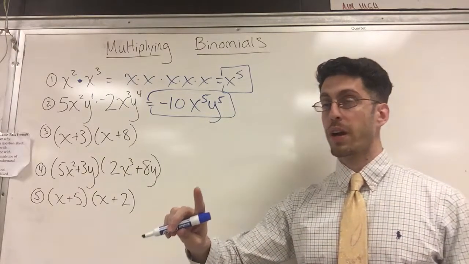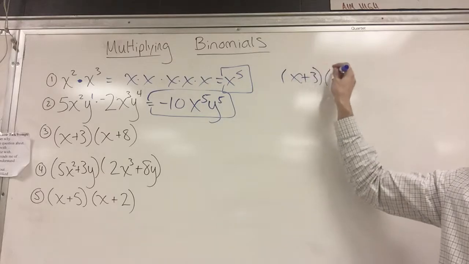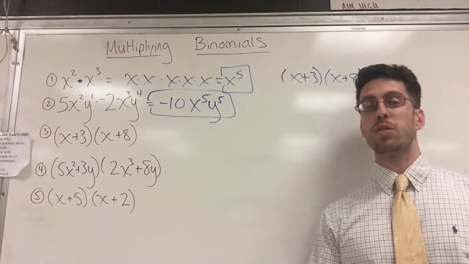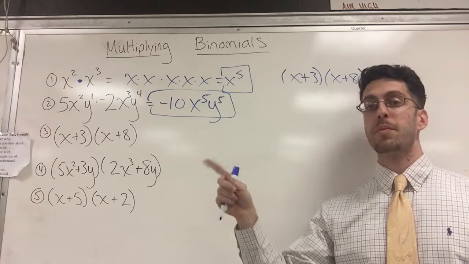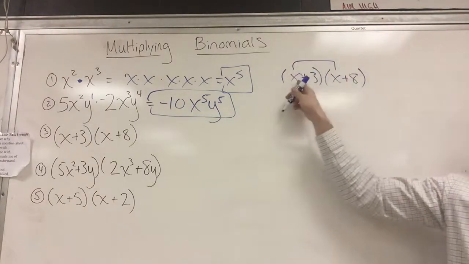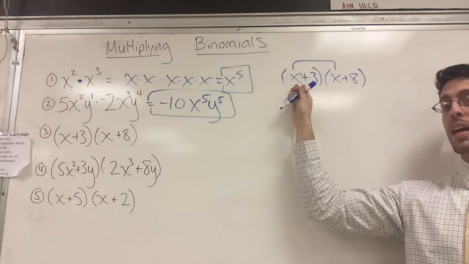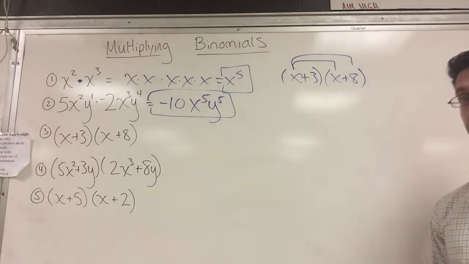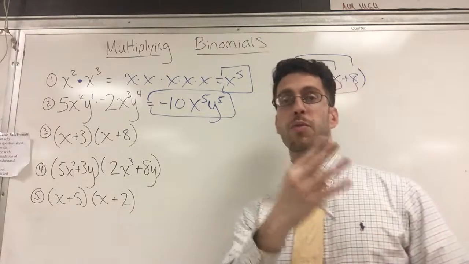One way is to write it like this: x plus 3 times x plus 8. And algebraically, I'm going to use something called a distributive property twice. First I'm going to distribute on top, then I'm going to distribute on the bottom. Meaning, first thing I do, x times x. Then I'm going to do the x again, but this time times the 8. Then I'm going to do the 3 times the x, and then the 3 times the 8. So I'm doing 4 things.